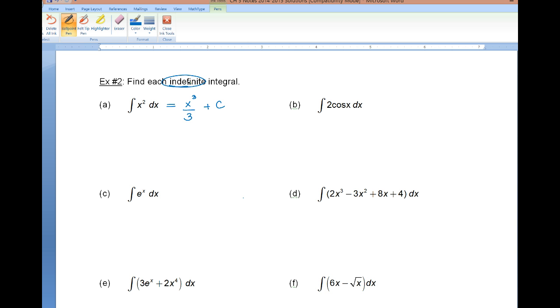You might want to, if you need to flip back and forth, that's fine. What happens when you have cosine? What derivative will give you cosine? Sine. So this is 2 sine x plus c. Okay. Be careful with the sine and cosine because the negative signs are kind of switched from what you were used to.